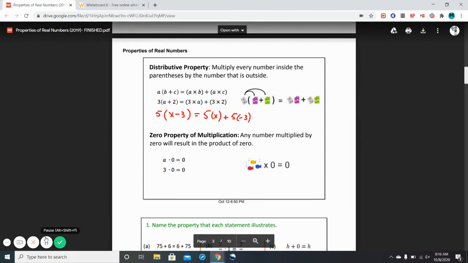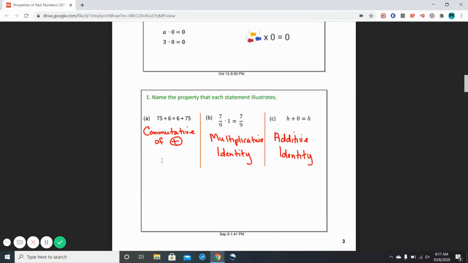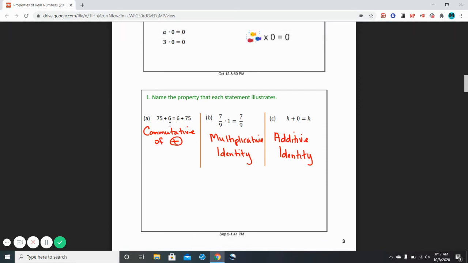So let's do it. Alright, so the first one, 1A. 75 plus 6 equals 6 plus 75. That is the commutative property of addition. Obviously, it's addition because you see the addition sign. And then all it is, is the numbers flipped, but it's the same two numbers.